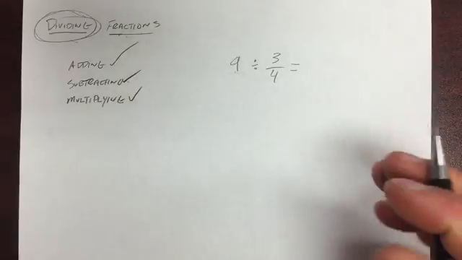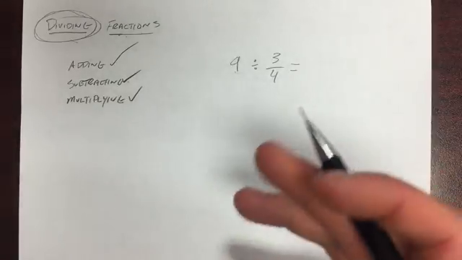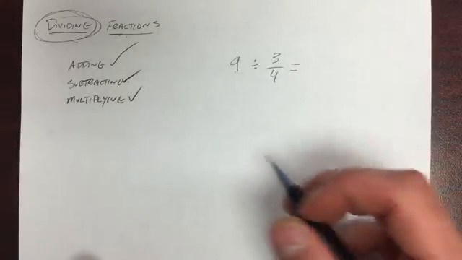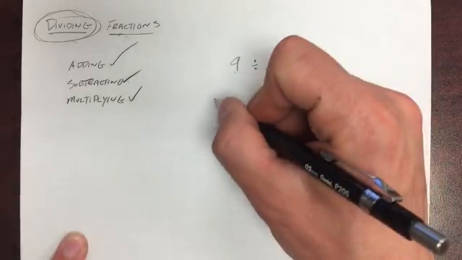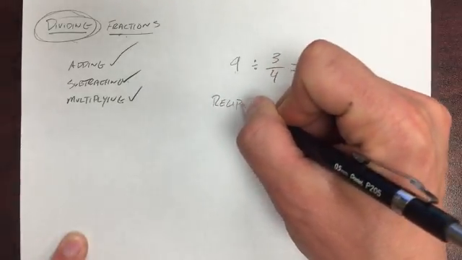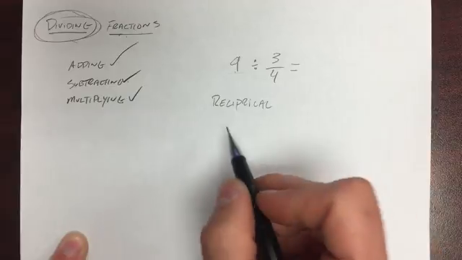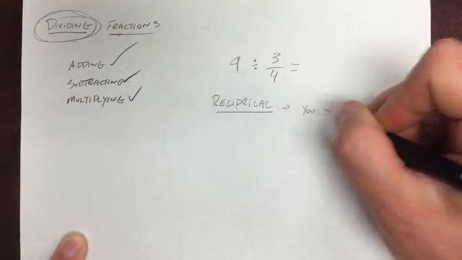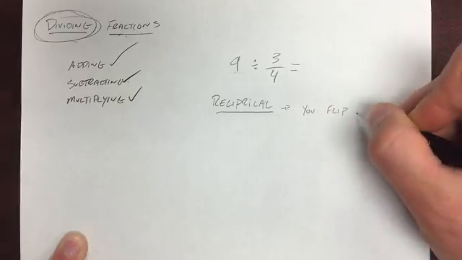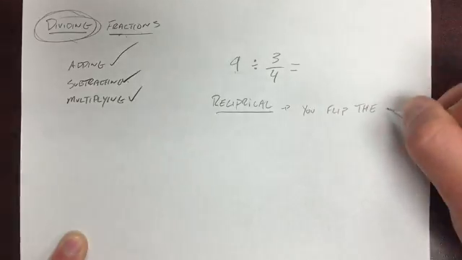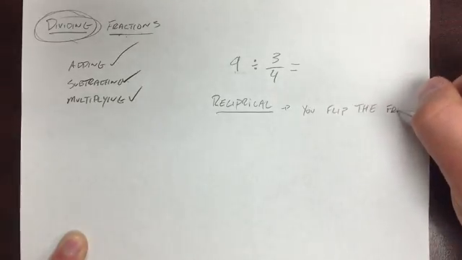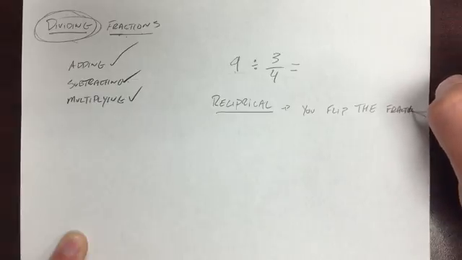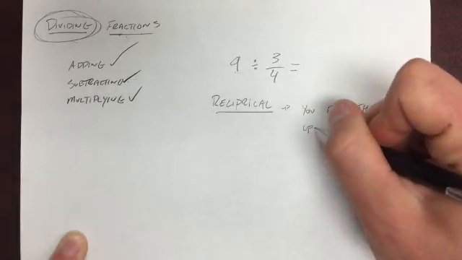All right, we're going to learn a couple new math terms. And we're going to learn right now what a reciprocal is. A reciprocal of a fraction means you flip the fraction upside down.